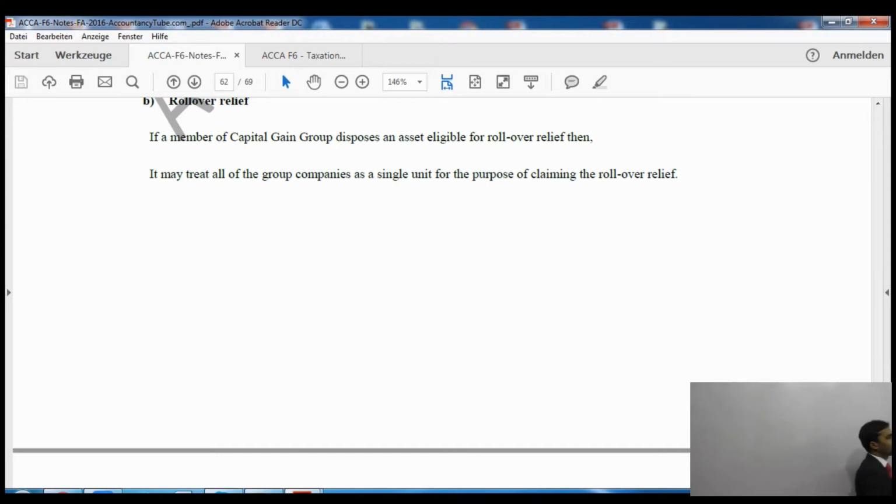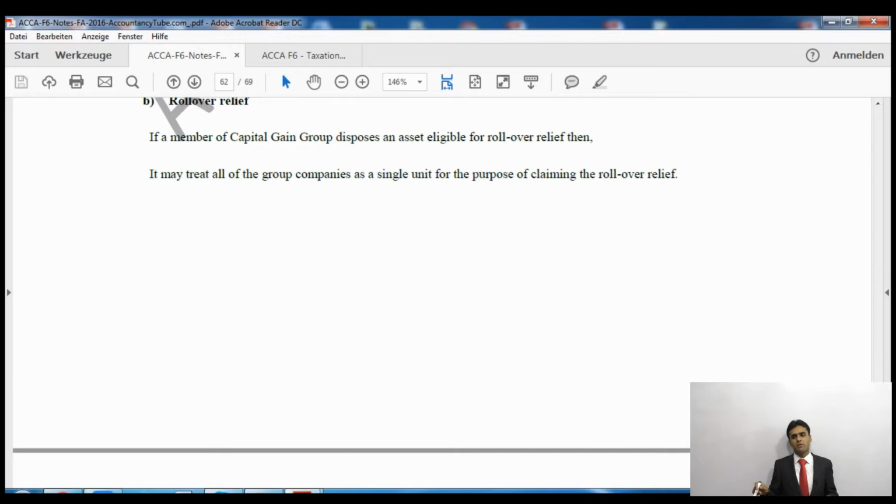Now, if you remember from your capital gains tax, when you have sold an asset and invested all of the proceeds in another asset, you can claim the rollover relief. Now, for capital gains group purposes, a whole group will be considered as a single entity. So, for example, there are 4 companies within a group. If one company sold an asset, but that first company did not buy another asset, and the third company bought another asset within that period, then it will be considered the same single entity, and you can claim the rollover relief.